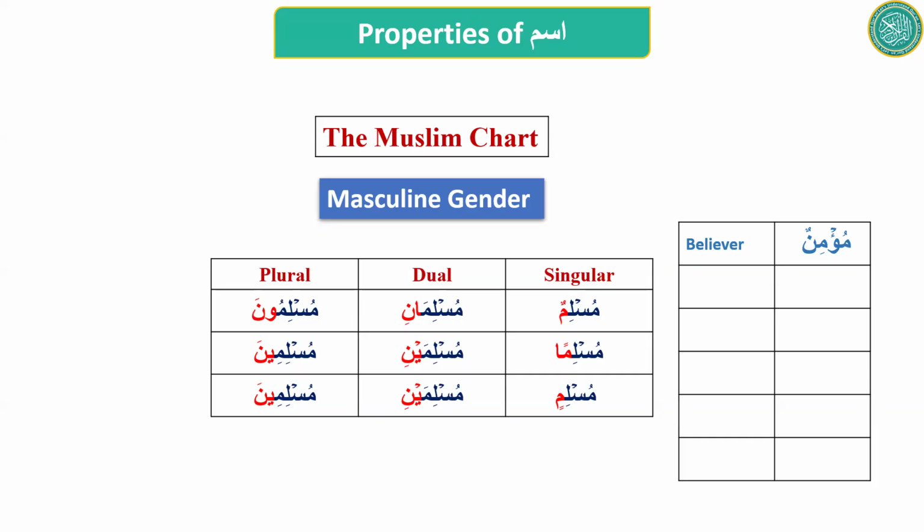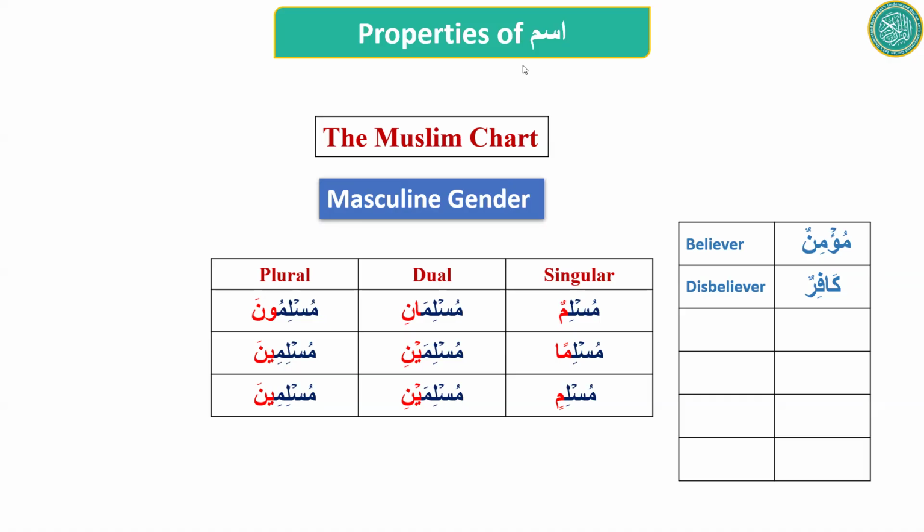Now we are going to do the same thing. I need another volunteer. Kafirun. Sister Sumaya Zishan, can you give me the Muslim chart for masculine gender? For the word Muslim: Muslimun, Musliman, Muslimin, Muslimani, Muslimaini, Muslimaini, Muslimuna, Muslimina, Muslimina. Very good. Now you fit the word kafirun into the table. Kafirun, Kafiran, Kafirin, Kafirani, Kafiraini, Kafiraini, Kafiruna, Kafirina, Kafirina.